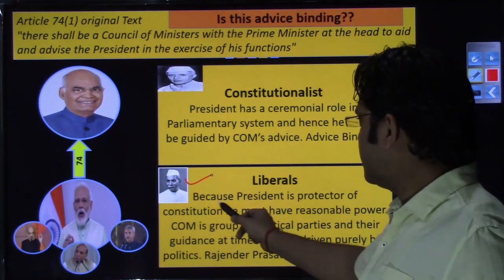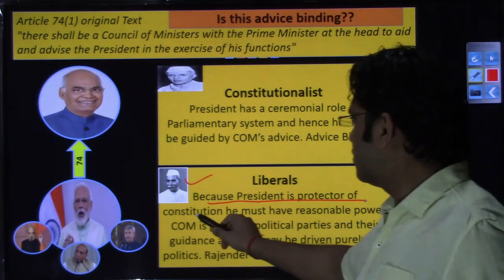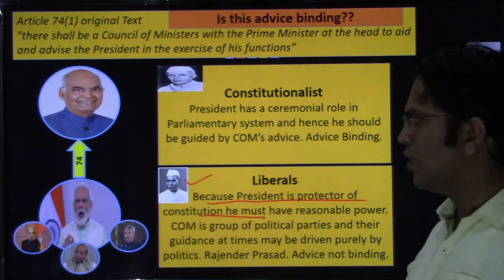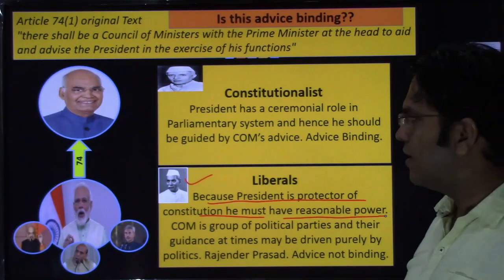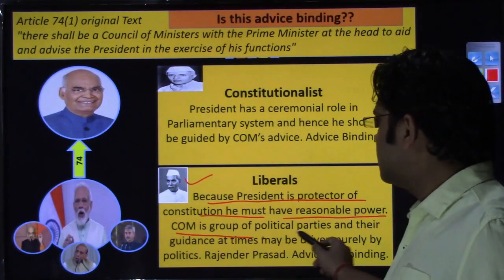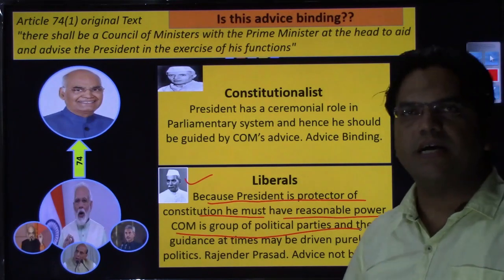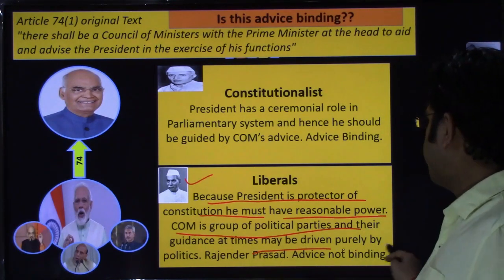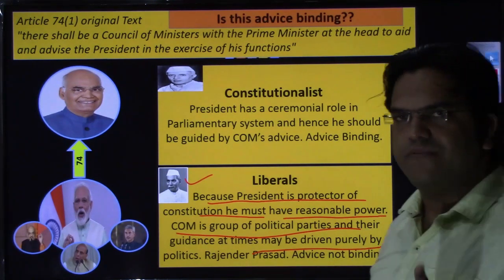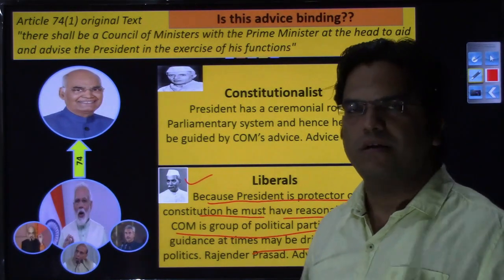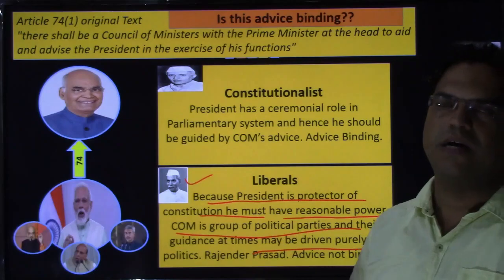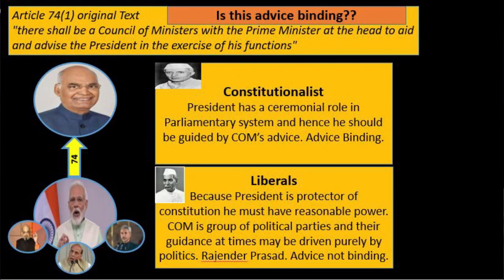So the president, as per him, because the president is the protector of the Constitution, he has taken the oath to protect and defend the Constitution, should have reasonable power, right? Because the Council of Ministers is a group of political party, and their guidance at times may be driven purely by politics, right? We saw the Rajiv Gandhi government passing a bill that was annulling the Shah Bano judgment, right? You would have seen this suggestion of president rule imposition 132 times.